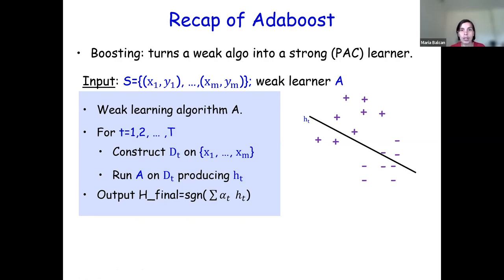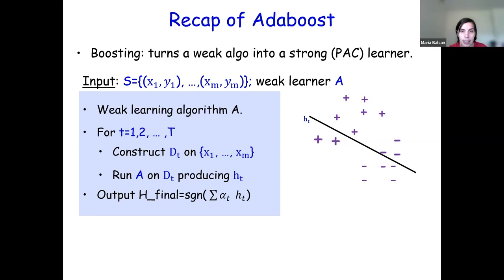To do so, the AdaBoost procedure, at a high level, proceeds in rounds, and in each round it constructs a distribution Dt over the whole set of examples x1, x2, ..., xm. Then it runs our weak learning algorithm A on this distribution Dt constructed in round t, and gets a weak classifier ht, which is then used to update the distribution Dt+1 for the next round.